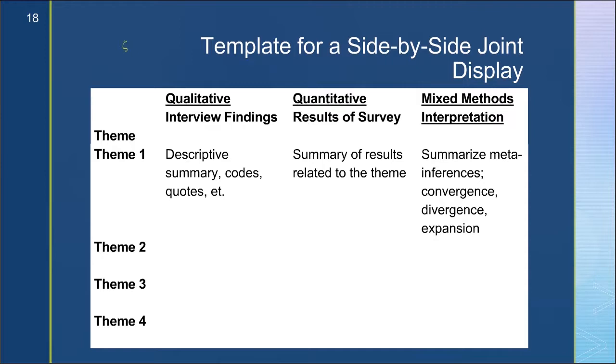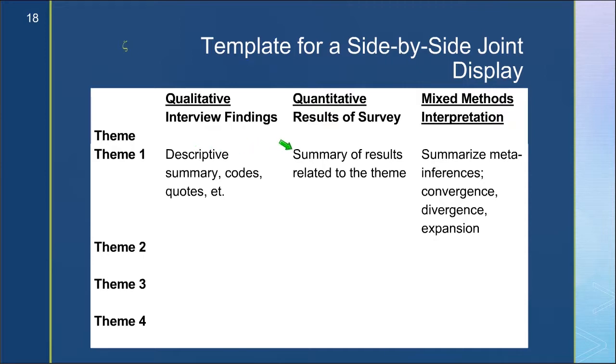And then in the column next to this, I have quantitative, and I've labeled it survey results. And note I have this column over on the far right for a mixed methods interpretation. So you can organize this in different ways. It could be organized by qualitative themes. Perhaps you have a conceptual or theoretical model as well that you could organize that by. But then in each of the cells, so in the qualitative interview findings column, we might write something like a descriptive summary of our findings. We could have things like codes in addition to some illustrative quotes.